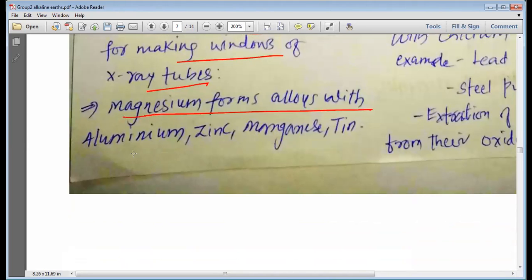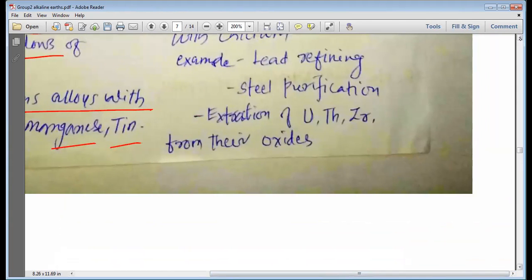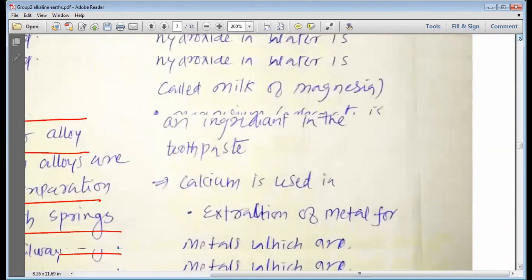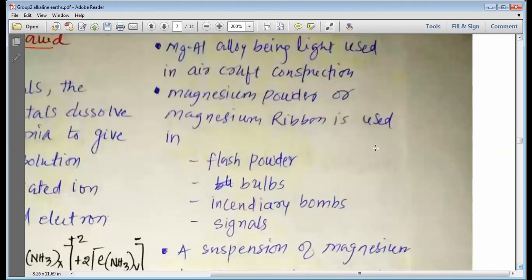Magnesium forms alloys with aluminium, zinc, manganese, and tin. So magnesium also forms various alloys, and these alloys are useful in very different ways. Let us see how they are useful. Magnesium aluminium alloy, being light, is used in aircraft construction. So magnesium aluminium alloy is used in aircraft construction.